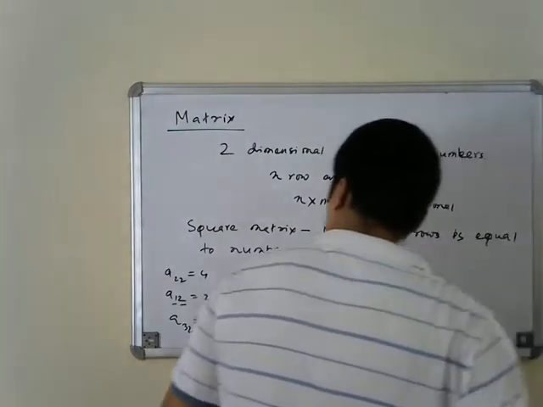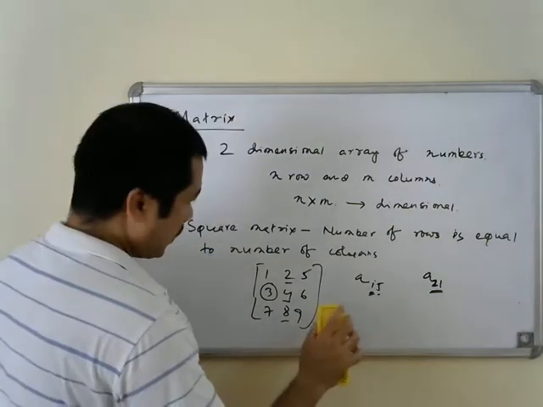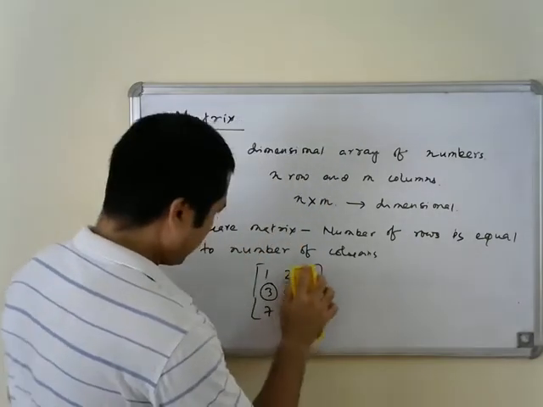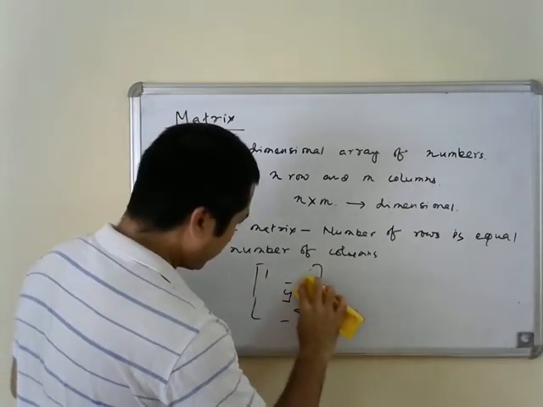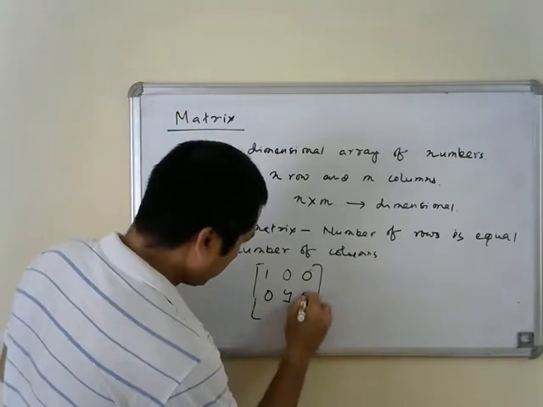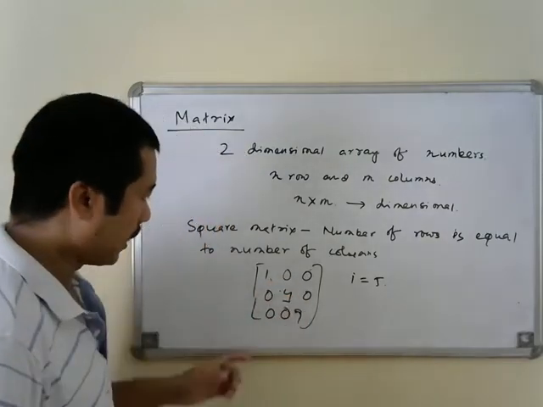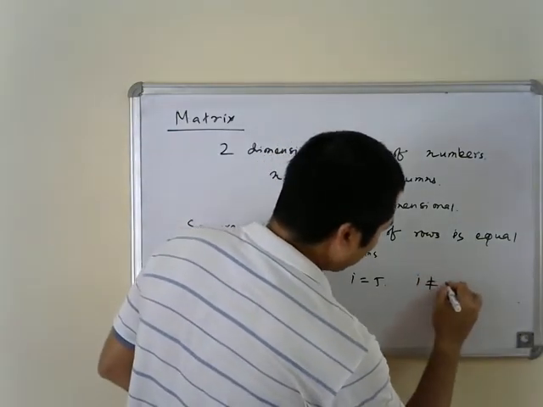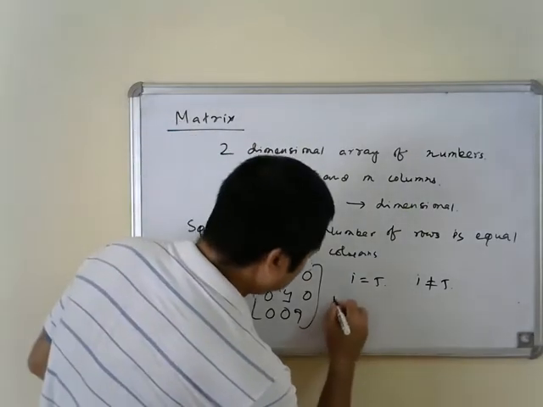Also, when all the non-diagonal elements within a matrix are equal to 0, that is, these are the elements for which i is equal to j, and apart from these elements, if all the other elements for which i is not equal to j are 0, then you call such a matrix a diagonal matrix.